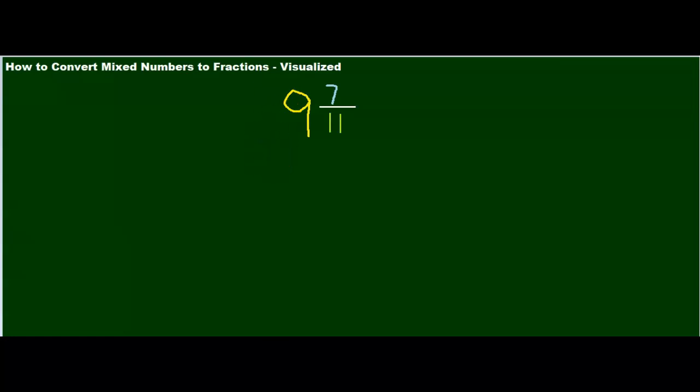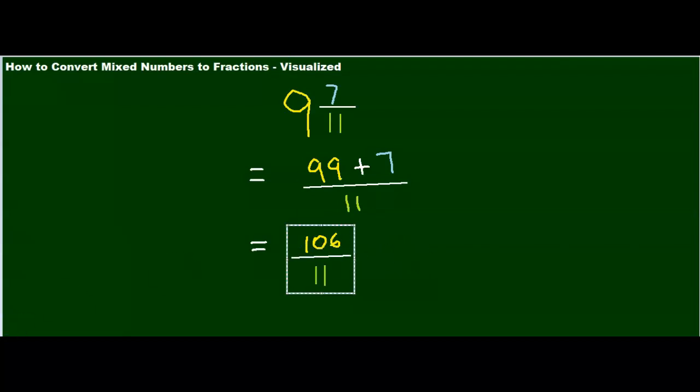Let's try an example with smaller pieces, or I should say a bigger denominator. So let's say 9 and 7 over 11. We still do the same thing. Don't let the large number scare you. So we're going to take 9 times 11, which gives us 99, plus that's 7 over my denominator, which is 11. 99 plus 7 gives me 106 over 11. The process is exactly the same.